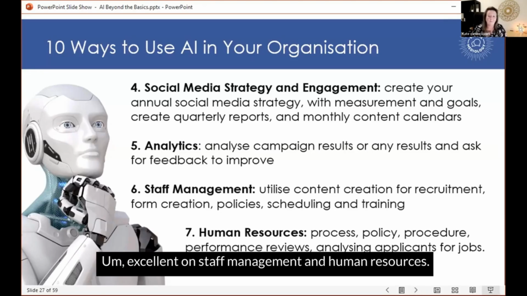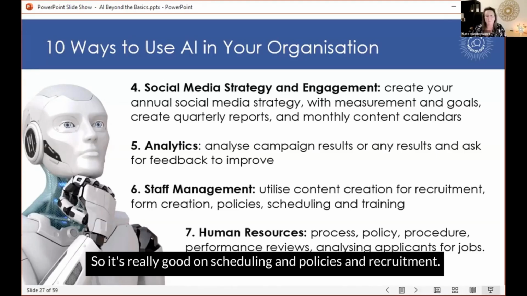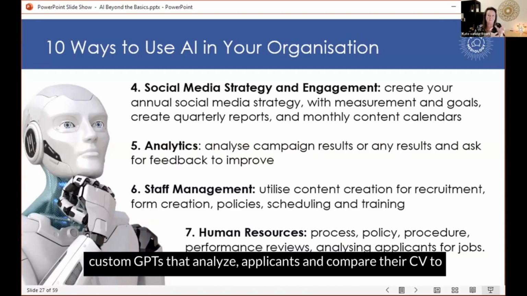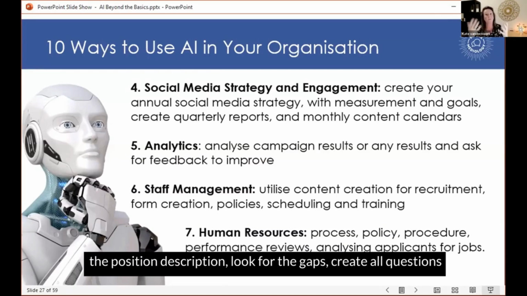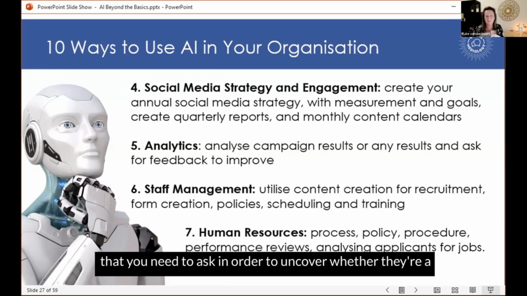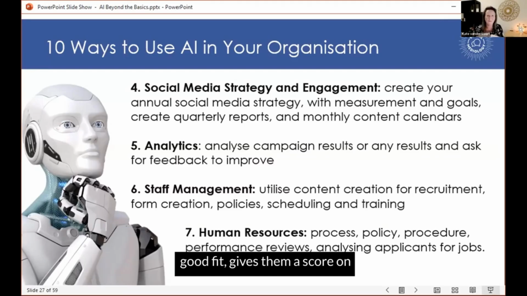Excellent on staff management and human resources. So it's really good on scheduling and policies and recruitment. I have done some amazing stuff with recruitment of building custom GPTs that analyze applicants and compare their CV to the position description, look for the gaps, create all the questions that you need to ask in order to uncover whether they're a good fit, and give them a score on whether they're a good match or not.